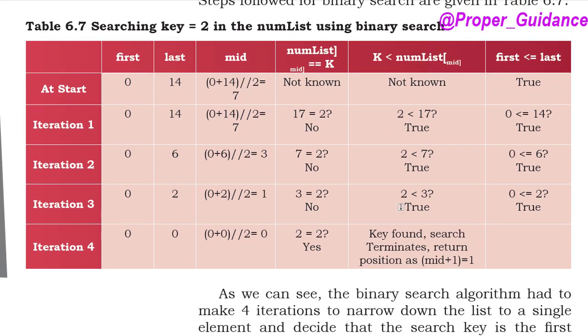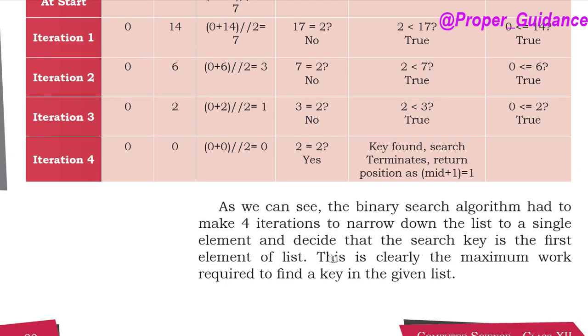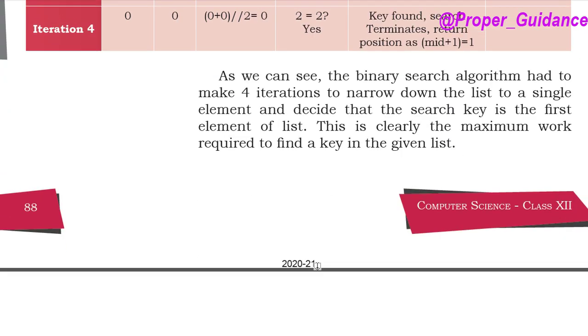Now see here: first 0, last 14, mid 7, iteration 1. 17 equals 2, no. 2 less than 17, true. 0 less than or equal to 14, true. So the next iteration: 6, 7 equals 2, no. 3 equals 2, no. Then 2 equals 2, yes. Key found, search terminates. Okay, so please go through this.